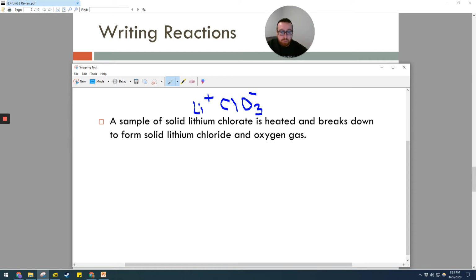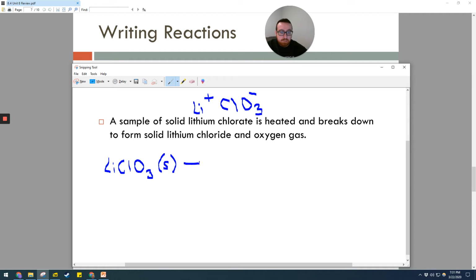So lithium chlorate would be a combination of these things. And if we do the crisscross method, we can use the +1 charge on lithium to tell me that there needs to be 1 chlorate. And then the -1 charge on chlorate goes across to tell me that I need to have 1 lithium. So lithium chlorate is going to be LiClO3. That was a solid, so we put parentheses and just a lowercase s to say it's solid.